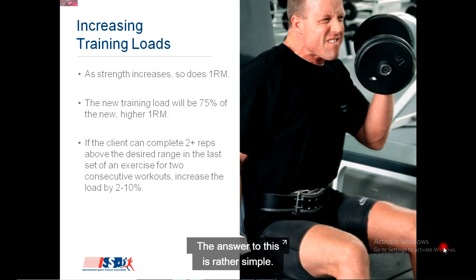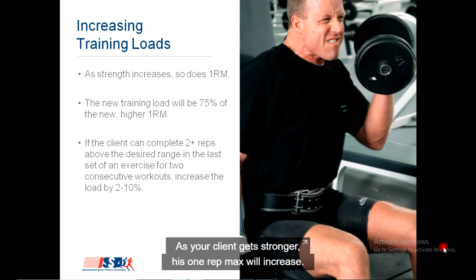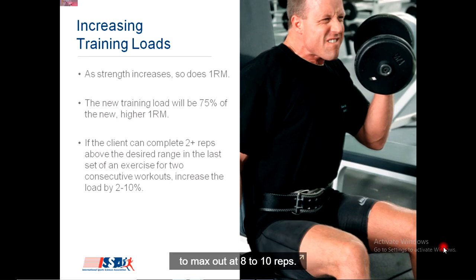The answer to this is rather simple. The number of reps you can accomplish with any given weight is reflective of its percentage of 1 rep max. As your client gets stronger, his 1 rep max will increase. So, 75% of his 1 rep max will no longer be 150 pounds. If the client wishes to continue training for hypertrophy, he must continue with a weight that is heavy enough to max out at 8 to 10 reps.